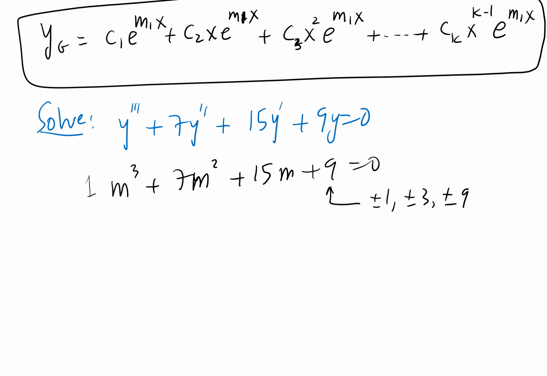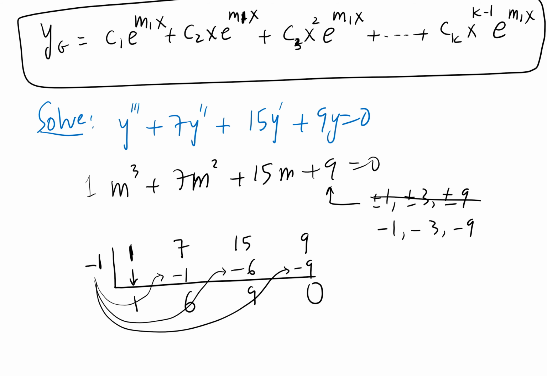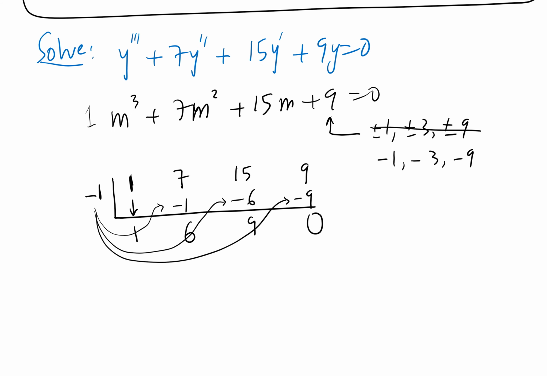So if you try 1, notice all the coefficients are positive, so you don't have to worry about all of them, just the negative ones, because a positive one will not make it 0. So hopefully one of the negative ones is going to work out. You can check it by substituting, or you can do synthetic division. 1, 7, 15, 9. Negative 1 goes here, bring that down, multiply, add, multiply, add, multiply, add. Oh, it worked. As long as the remainder is 0, it's working.